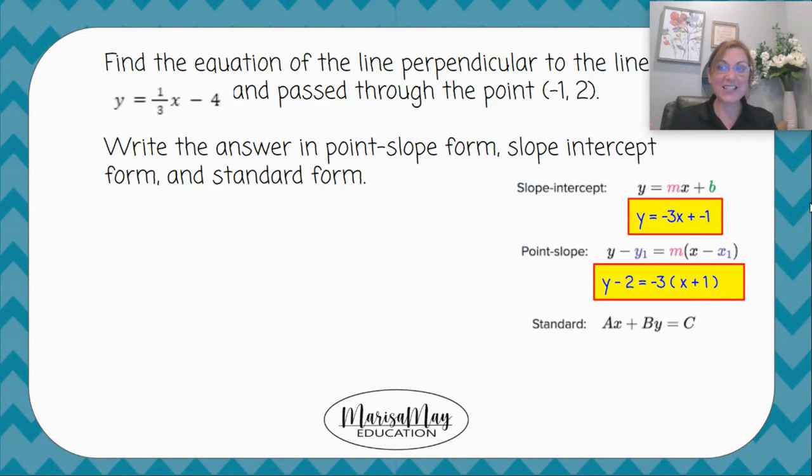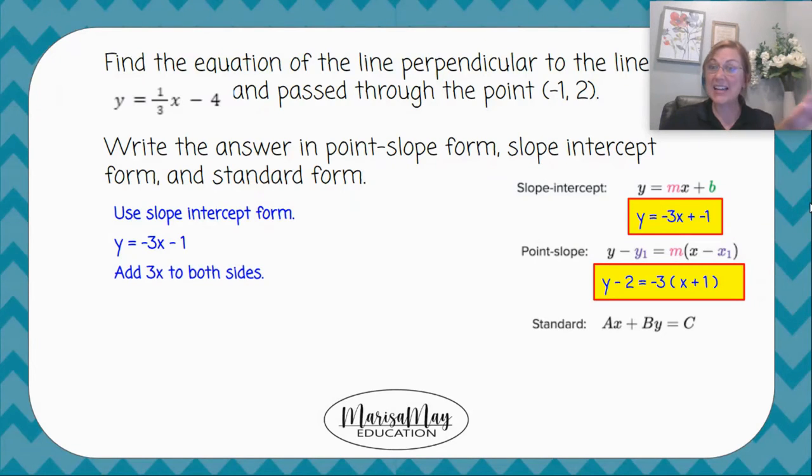All right, the last form we need is the standard form. In order to get standard form, it's easiest if you start with the slope-intercept form and you want to get all the x's and y's on one side. So we're going to take our -3x and we're going to add it to both sides of the equation, in hopes of getting the x and the y on the left side of the equation. You'll notice then that I have 3x plus y equals -1.